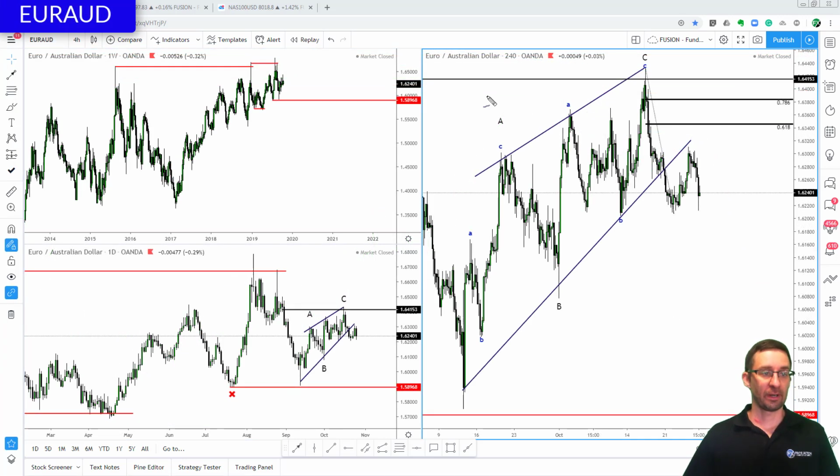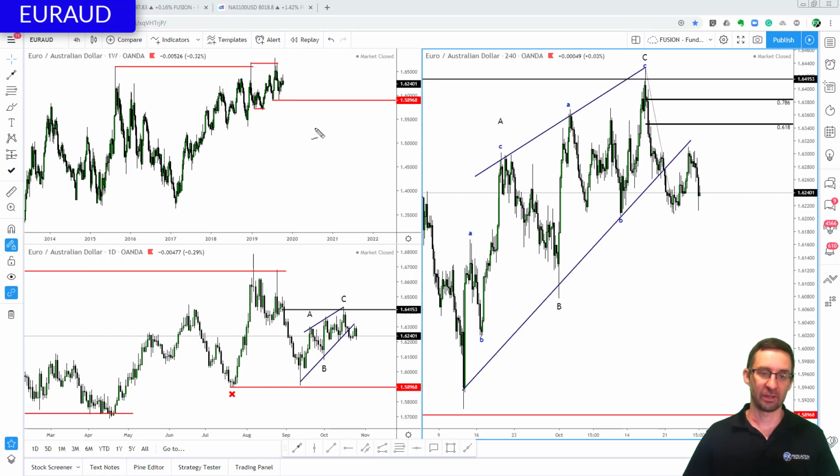Now the next chart I want to look at is EURAUD. This is in line with the EURUSD view that I just discussed. I did cover this setup last week, and we were looking to get short this market. We didn't get to the level that I was looking for, but perhaps this week we can get short this market as well.